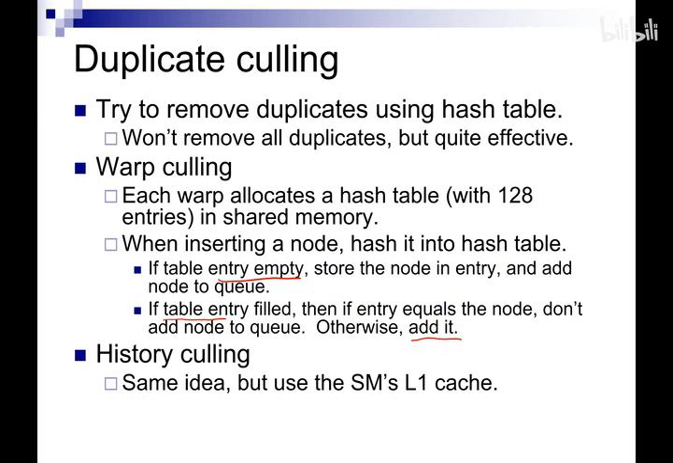And the history culling method is basically the same idea, except you're not going to put the hash table in the shared memory. You're going to use the SM's L1 cache to do the culling process. And then the entire block of threads is going to share that L1 cache. So the warp culling is based on a per-warp hash table, and the history culling is going to be a per-block hash table.